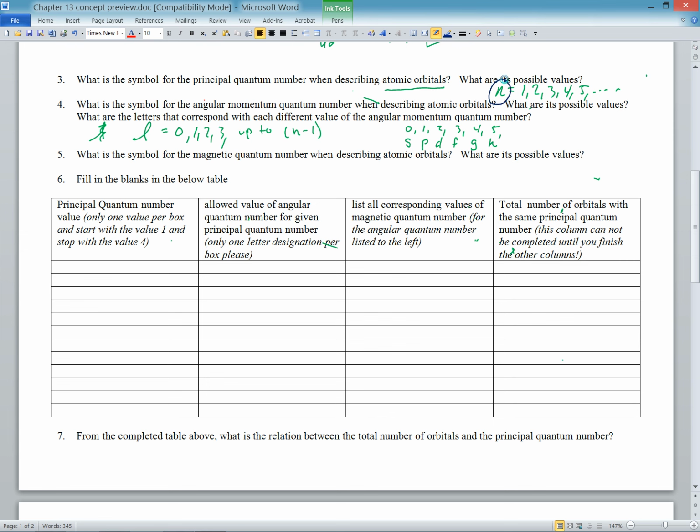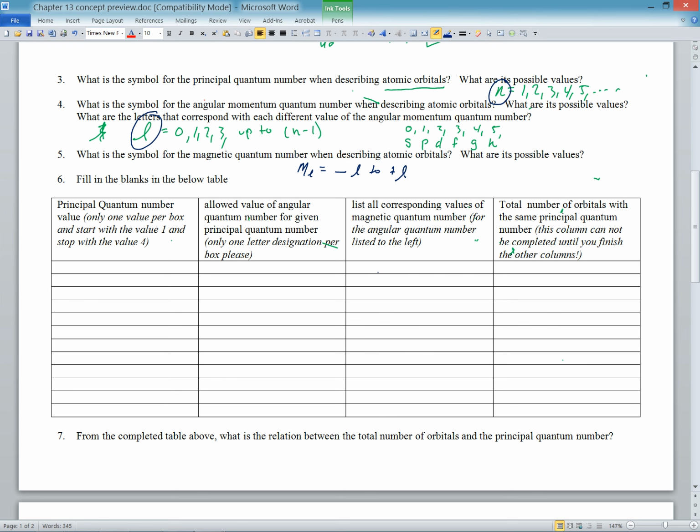So we have principal quantum number. We have angular momentum. Now we want magnetic quantum number, little m sub l. And what are its possible values? Negative l all the way up to positive l. God, this thing is ridiculous. Okay, negative l to positive l.